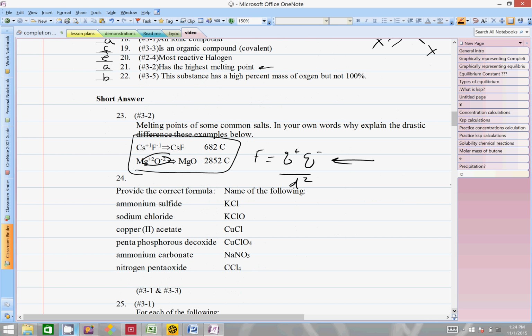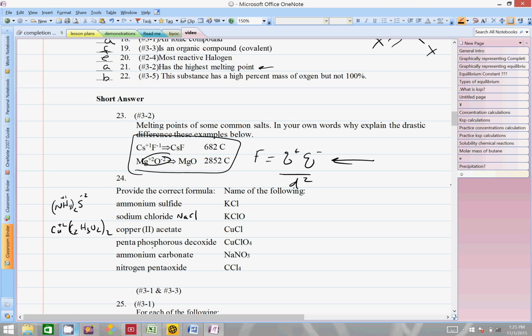Alright, names here. So I'll run through these relatively quickly. Now remember, ionic compounds need to be charge balanced. So NH4 and then sulfide. This is NH4 plus 1, sulfide minus 2, so (NH4)2S. Sodium chloride, NaCl. Copper 2 acetate. Copper plus 2, C2H3O2. Bring your ion sheet with you to the test, please.